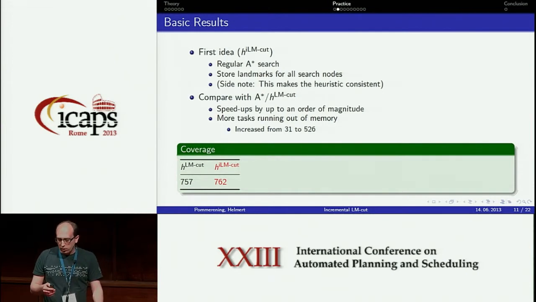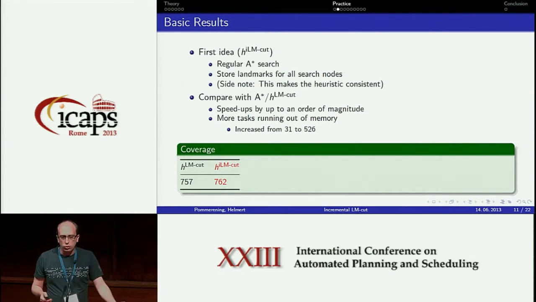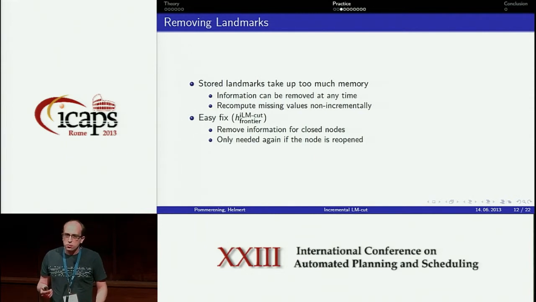That means tasks are solved much faster, but this comes at a cost of using much more memory. So if we look at the number of times the memory was exhausted, this increases from 31 to 526. So with LMCAT, we run out of memory very rarely, and with incremental LMCAT, almost all the reasons for failures are running out of memory. But still, overall, there's a small increase in coverage.